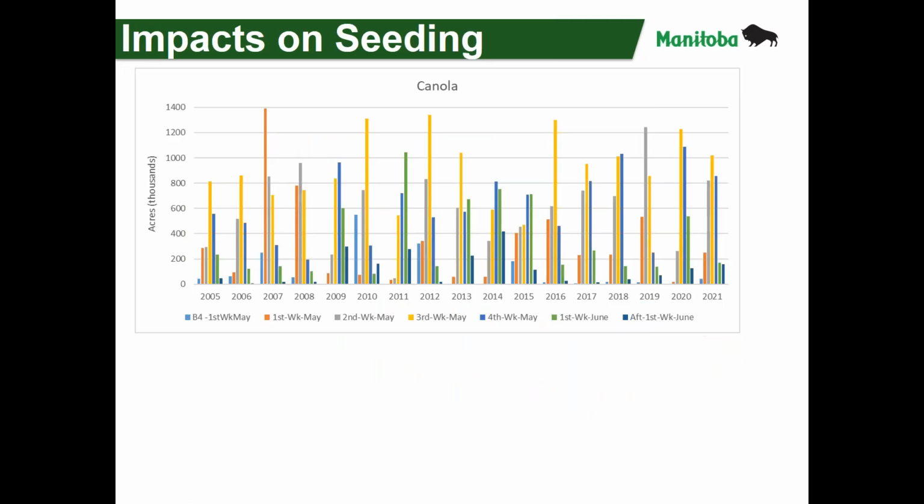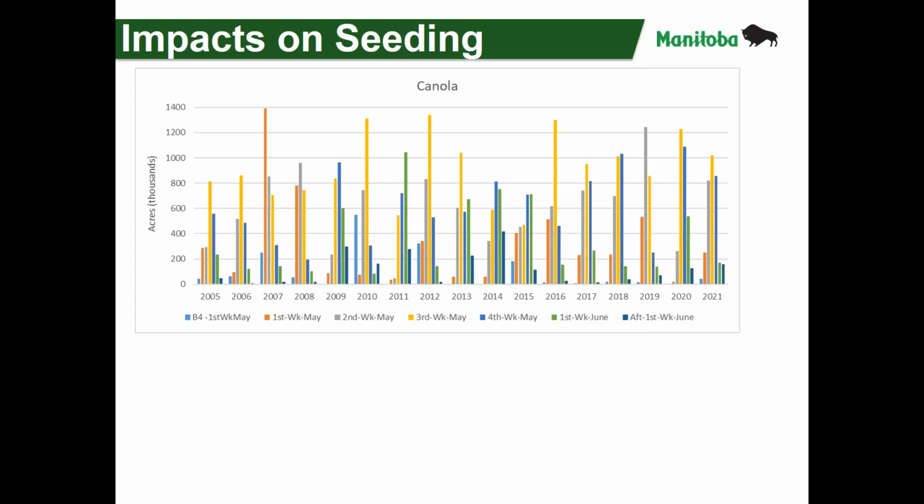So what's the impact of all this water that we're having on seeding? I'm showing just the seeding dates for canola over the last 16 years or so. And you'd notice that for canola, it's the dominant seeding day, seeding week.